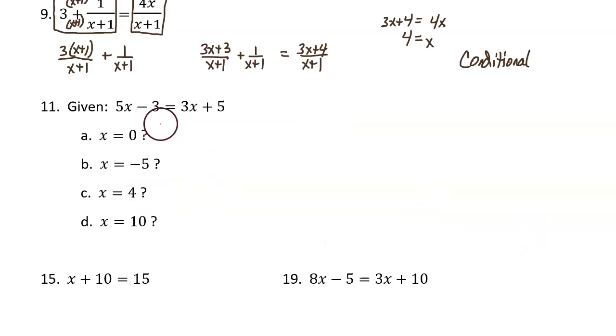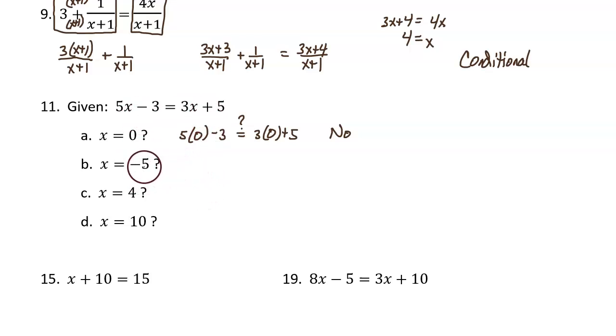Number 11, we're given an equation and then asked to substitute different values of x to see if that solves the equation. In question A, we're asked to use 0 in place of x. So we would have 5 times 0 minus 3, and we're asked, will that equal 3 times 0 plus 5? This makes negative 3, but this makes positive 5. The answer is no. x equals 0 is not a solution to this equation.